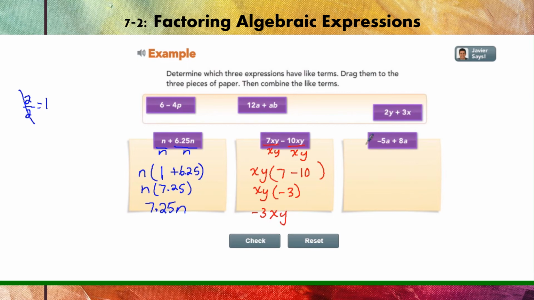-3xy. The last one, -5a plus 8a, we're going to take out the greatest common factor, which is a. And to figure out what's left inside of the parentheses, remember to divide each term by the greatest common factor. -5a divided by a, it is a -5. 8a divided by a, it is a positive 8. So now I'm going to go ahead and combine my like terms. -5 plus 8 is a 3, so I'm going to rewrite that 3a. These are our final answers.